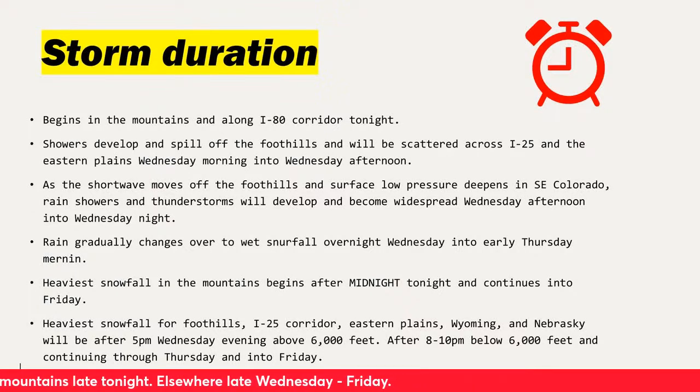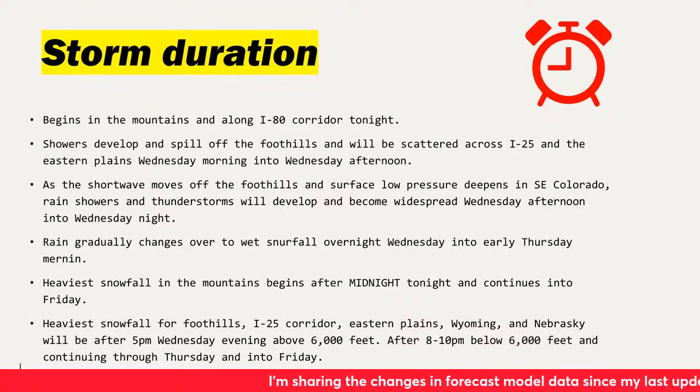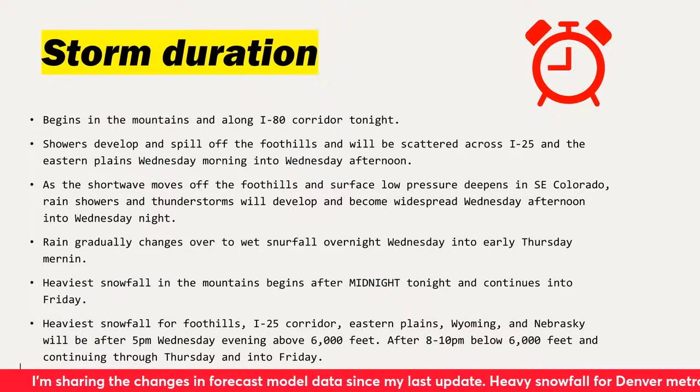The heaviest is going to be in the mountains, and that begins after midnight tonight. It's going to continue through Thursday and into the day on Friday. And then the heaviest snowfall for the foothills, the I-25 corridor, the Eastern Plains, Wyoming, and the Nebraska Panhandle will be after 5 p.m. tomorrow evening above 6,000 feet, and then after 8 to 10 o'clock tomorrow night below 6,000 feet.